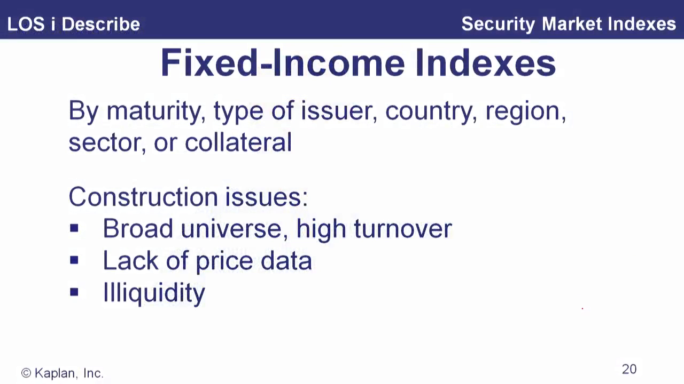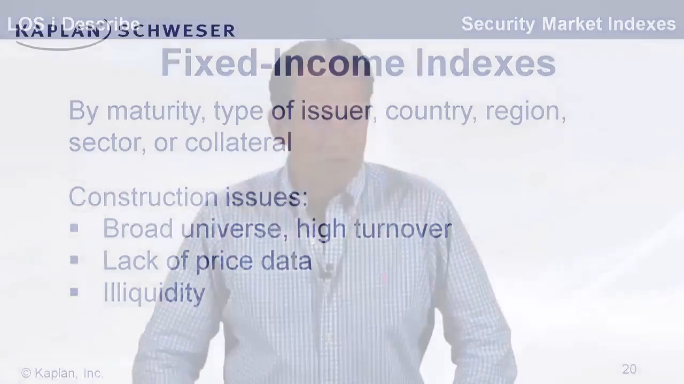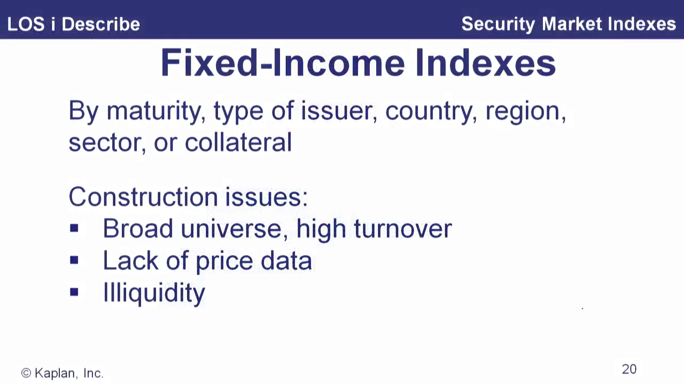We can also have fixed income indexes, and we can define these by maturity, a long-term corporate bond index, short-term corporate bond index, or by the type of issuer, municipal tax-free bonds in the U.S., or corporations versus sovereign debt like U.S. Treasury securities, country indexes, region indexes, sector, or based on the type of collateral that stands behind these fixed income or debt securities.